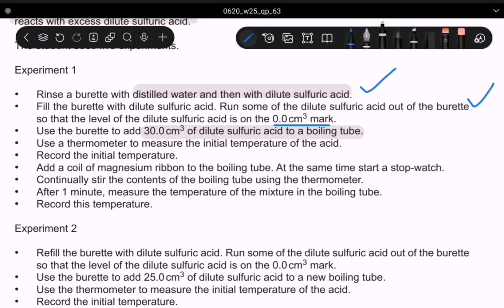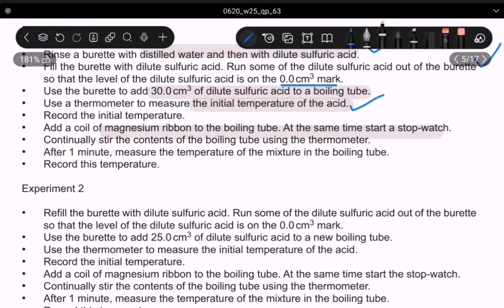Use a thermometer to measure the initial temperature of the acid. It is important when you're carrying out any experiment that's related to temperature change, you record the initial temperature. Okay. Add a coil of magnesium ribbon to the boiling tube. At the same time, start a stopwatch. Continually stir the contents of the boiling tube using the thermometer. After 1 minute, measure the temperature of the mixture in the boiling tube. Record this temperature. This is what we've done.